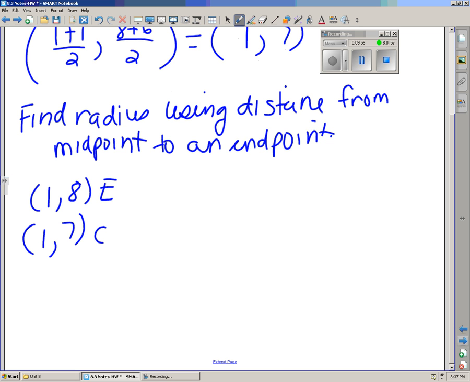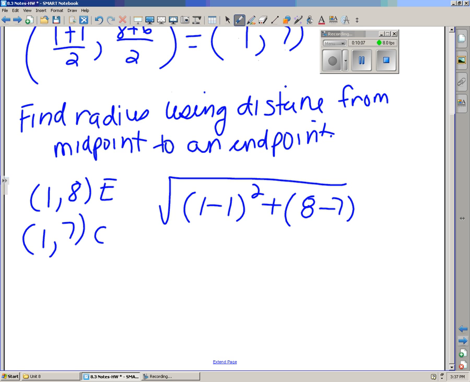And then I'm going to use the distance formula here. So then we've got 1 minus 1 squared plus 8 minus 7 squared. This becomes 0 squared, which is 0, plus 8 minus 7 is 1. 1 squared is 1. So the square root of 1 in this case happens to just be 1. So now I've got the radius being 1.